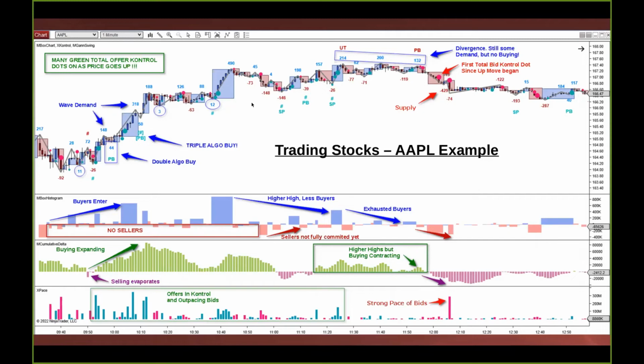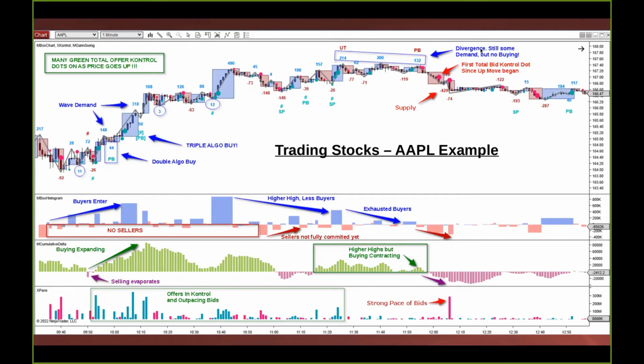So as we approach higher highs, what do we see? Right, the overall picture, look at the cumulative delta. The overall amount of the buying is decreasing. Higher highs, but buying is contracting. We see it here. The MBox histogram, same thing. Higher high, less buyers, exhausted buyers eventually. Sellers are not fully committed yet. You see, it's just not that strong here. We still have green, big green dots.